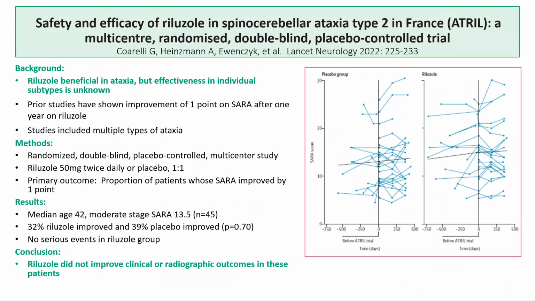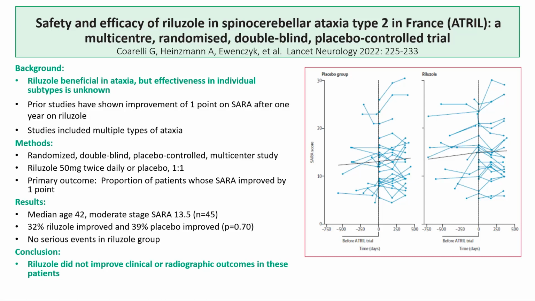Riluzole is a compound I'll come back to in a few slides that has been studied in a series of patients of all different types of ataxia. There's a nice study where they looked at multiple patients and gave them riluzole versus placebo. So this particular study is dialing it down a little bit more specifically into SCA2. And in fact, it does not look like it improves clinical or radiographic outcomes in these patients.